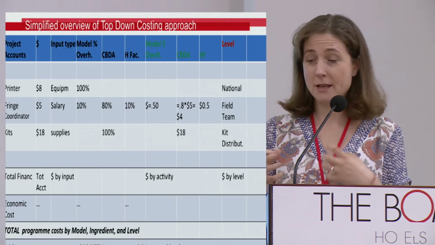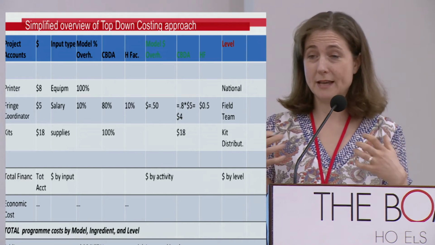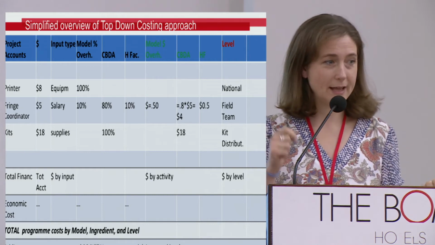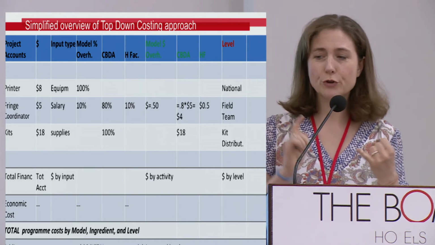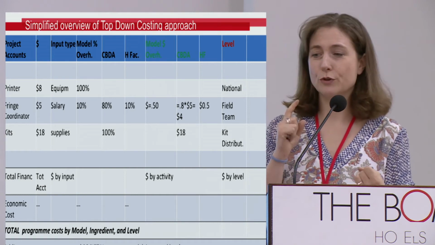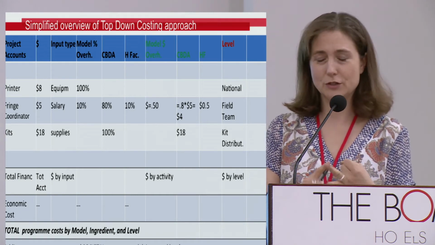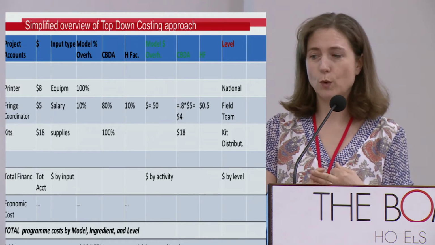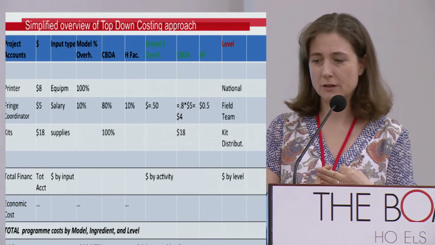Everyone makes mistakes, but also there will be line items that you, as an economist, don't quite know what they mean. So you need to be able to go back and itemize everything. We're doing a costing by input type. We're doing a costing by model, so a distribution model. And now we've added the column of level, so at what level the cost is incurred.